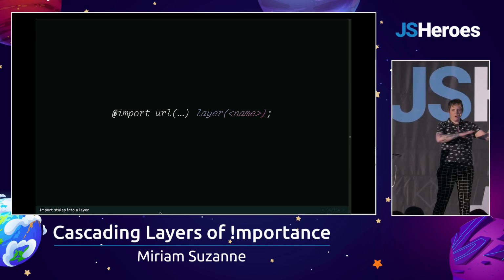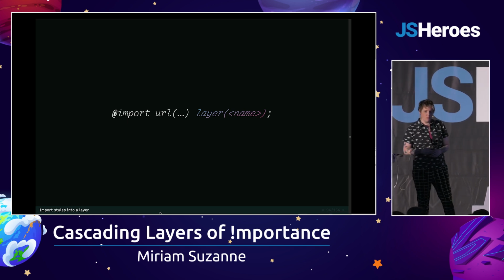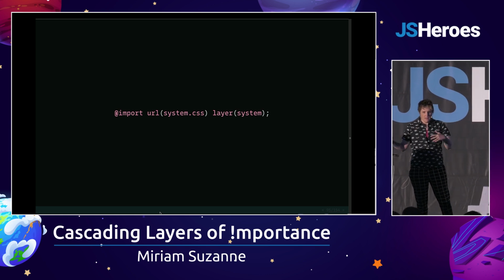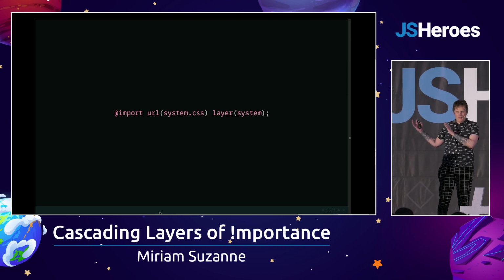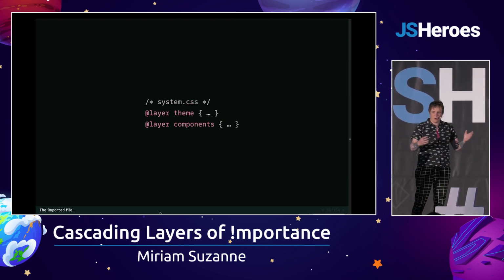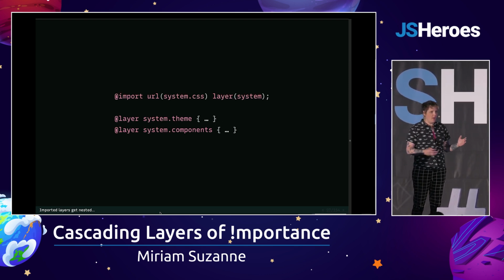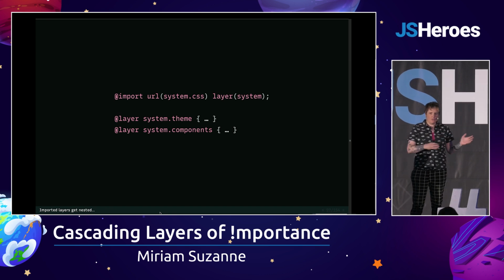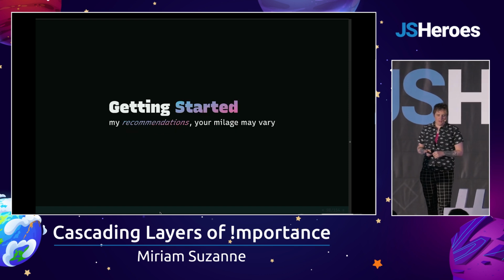We can also import entire style sheets into a layer, sort of creating a layer on the fly when we import styles. And that's where nesting becomes really important. So if we say system.css, pull that in and put it in my system layer, and the system.css that we're importing has layers already, theme and components, we just treat those now as nested layers. So in our new document, we now have layer system.theme and system.components that we can keep working with if we want to.